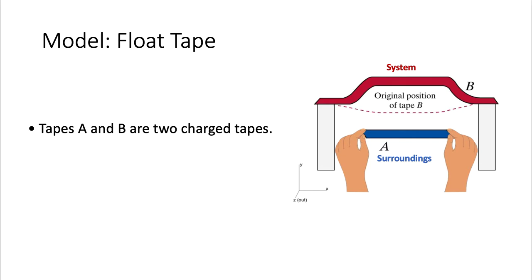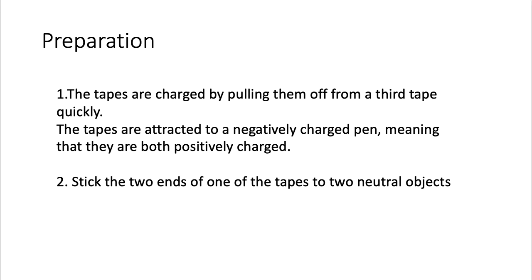In this model, the most important parts are these two charged tapes, tape A and tape B. These two tapes are charged by pulling them off from a third tape quickly. And after pulling them off, we discovered that the two tapes are attracted to a negatively charged pen. This means that the two tapes are both positively charged.